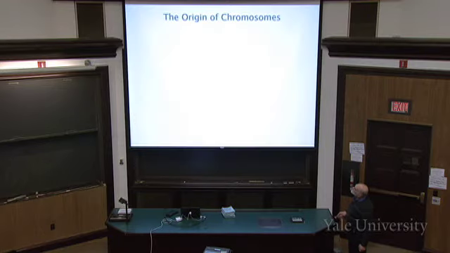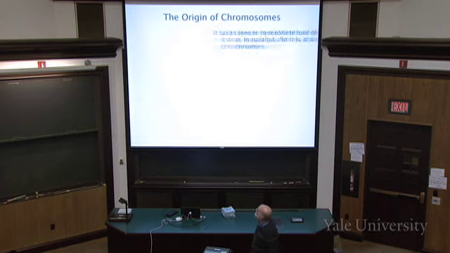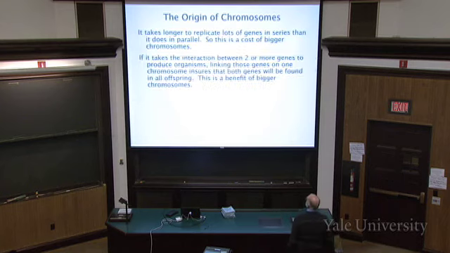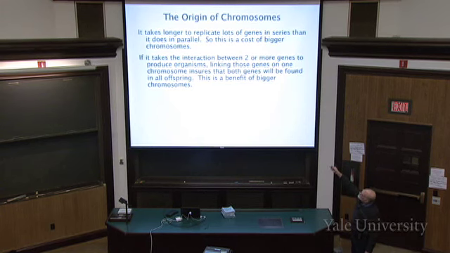So there is an issue about the origin of chromosomes. That's actually a major transition in the sense of how the genetic material is organized. On the one hand, there's this replication advantage, okay? So you can make copies a lot faster if you do it in parallel in small pieces than in sequence in big pieces. And so that would be a cost of having a bigger chromosome. You might want to have a chromosome of intermediate size.